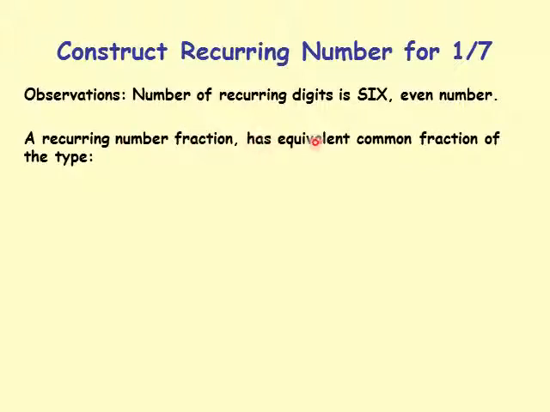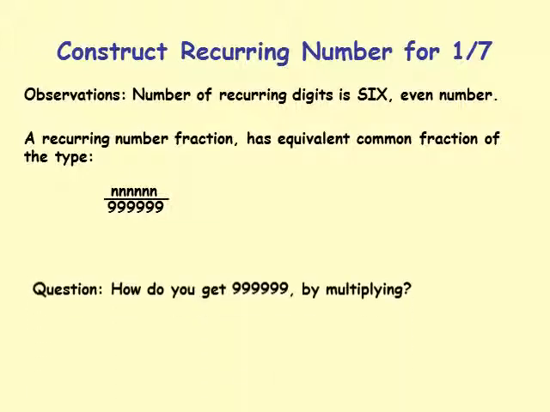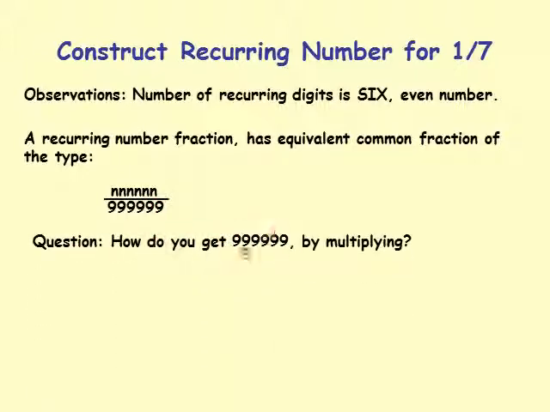A recurring number fraction has an equivalent common fraction form. A 6-digit recurring number has a common fraction of this type: 6 digits in the numerator and 6 nines in the denominator. Now, how do you get 6 nines by multiplying? We are going to convert 1 over 7 to this form using multiplications. Any ideas? Let me give you the ideas I know.